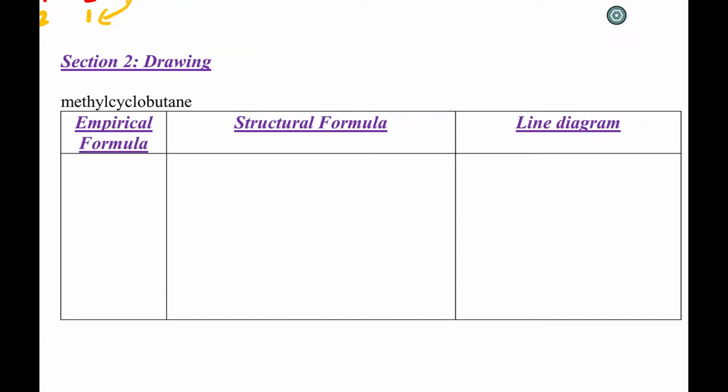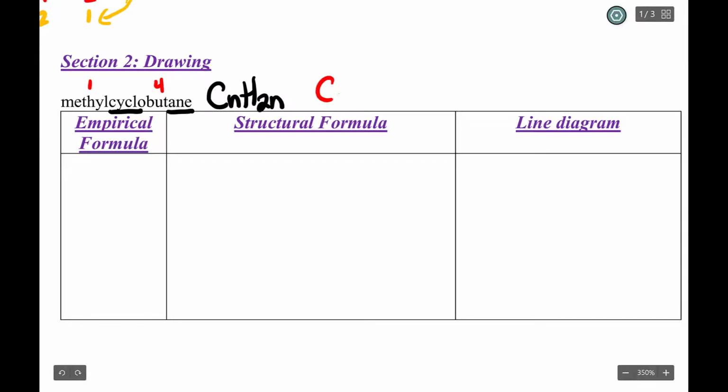Okay, the next thing we're going to look at is drawing a cyclic compound. And the first thing we're going to start with, again, is doing the formula. So this is an ane, but also cyclo. So a cycloane is going to be CnH2n. I then would count up the number of carbons I have. So I've got bute, which is 4. I've got meth, which is 1. So this should be C5H10.